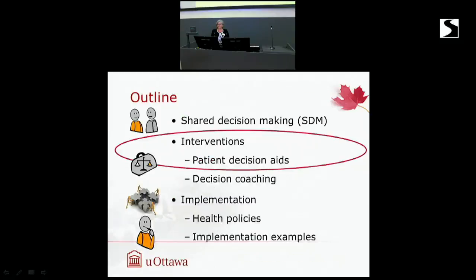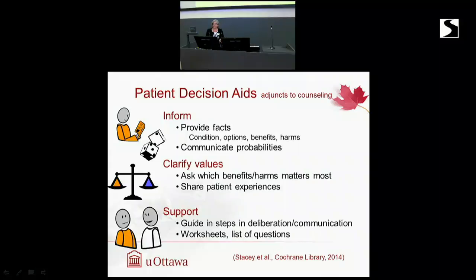So in terms of interventions, I'm going to talk about patient decision aids and decision coaching. Patient decision aids are adjuncts to counseling that provide information around the facts, around the options, benefits, harms. Many of them also communicate probabilities, or the chances of a benefit or a harm occurring. They help patients clarify their values by asking them which benefits and harms matter most or sharing patients' experiences. And they support patients in decision-making by guiding them in the steps, how to think through the decision or how to communicate what's important to them. Some decision aids provide worksheets and or lists of questions.